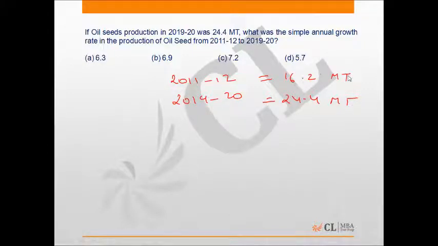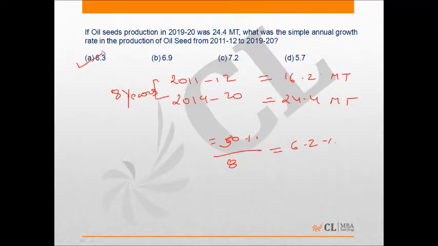Fine. 8.2 of 16.2 is close to 50%, and this 50% is an increase over an 8 year period. So to find out the simple annual growth rate, I'll divide this 50 by 8, which will give me approximately 6.2%. The closest option is 6.3%. The answer is 6.3%.